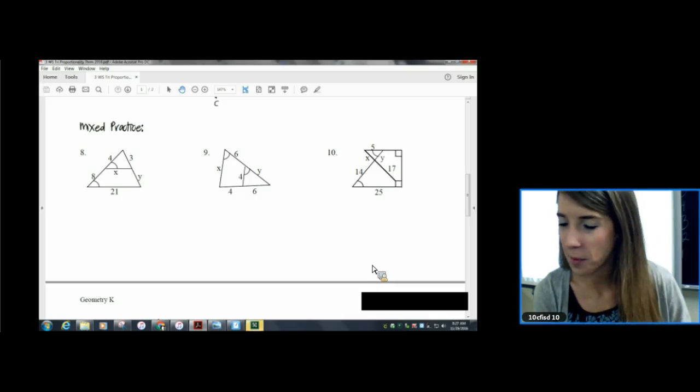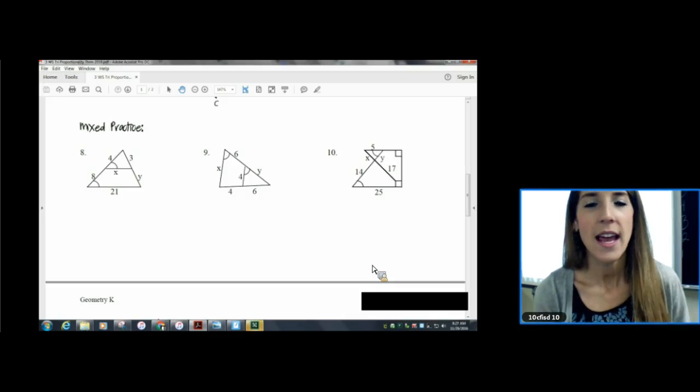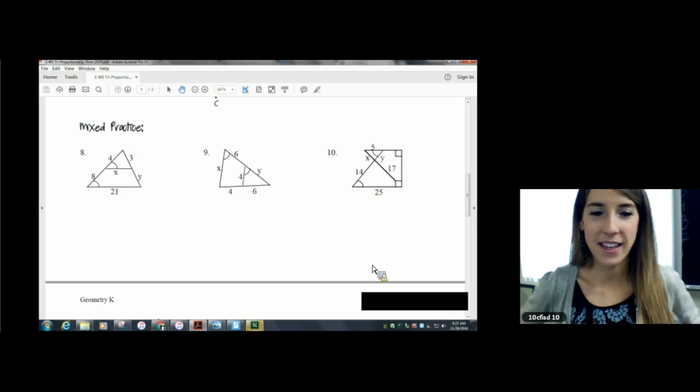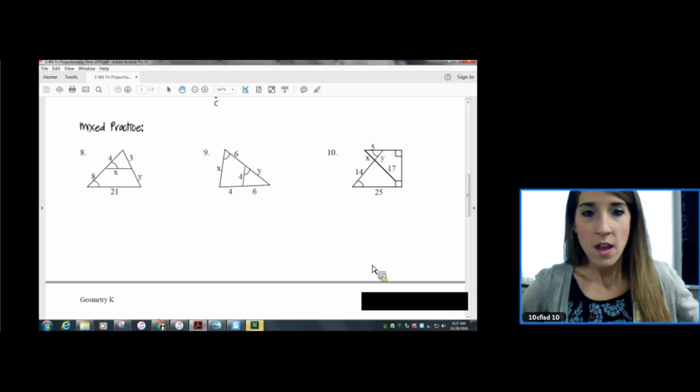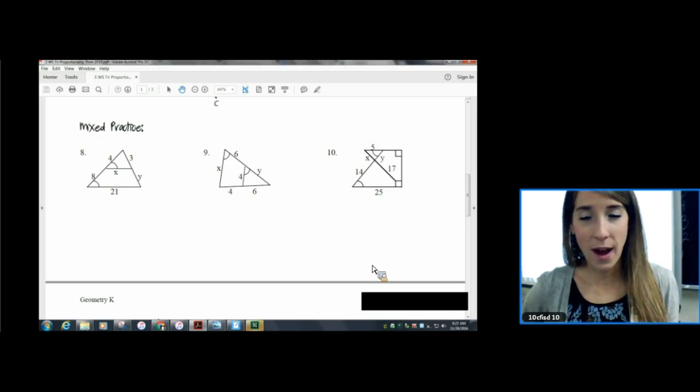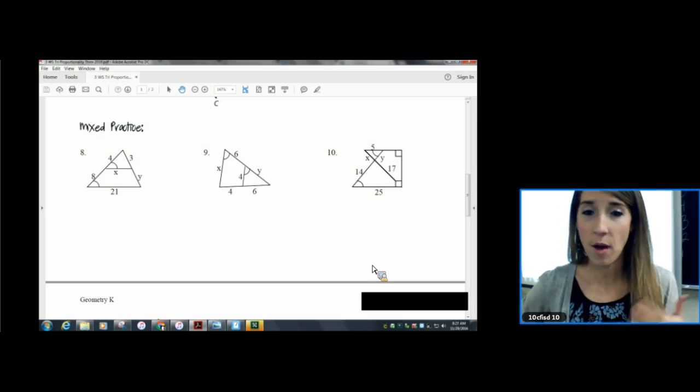So we're looking at your triangle proportionality theorem homework, and we skipped 1 through 7 because everyone said that those were easy. Those were basic application of the theorem. Starting with number 8, it says mixed practice, which means you can't always use the theorem. Let me teach you when you can use the theorem and when you can't use the theorem on these problems.